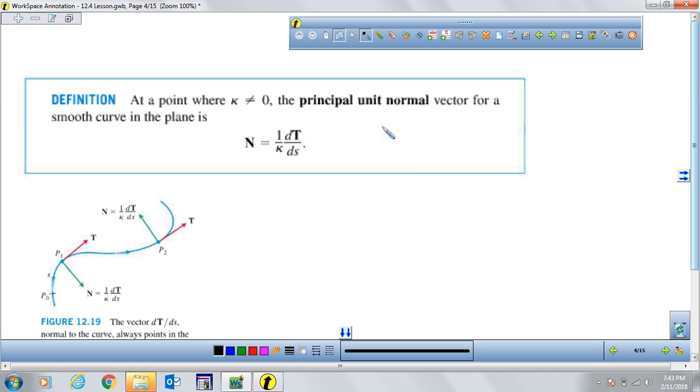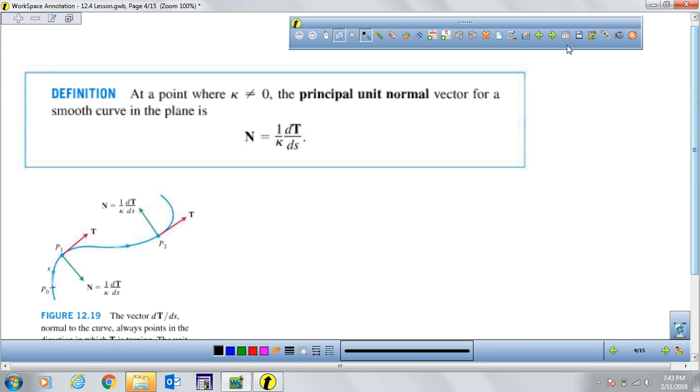Now, then we also have a normal vector on a curve. Okay, the normal vector is a vector that is perpendicular to the tangent vector. So once we have the unit tangent vector, if we take its derivative and divide it by the magnitude of that derivative, it's going to give us the unit normal vector.